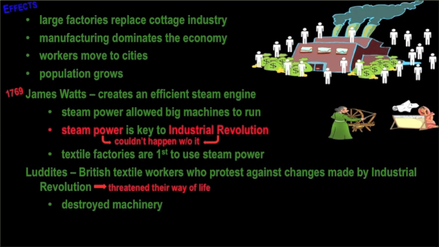But with the advent of the steam engine, steam power allowed big machines to run, and these big machines could either produce really big things or a lot of little things. But the key there is steam power. Without steam power, the Industrial Revolution could not have happened. And textile factories are the first to use steam power, helping to increase the speed and production of things like cotton into thread and thread into cloth, meeting the demand for textiles or clothing at that time.